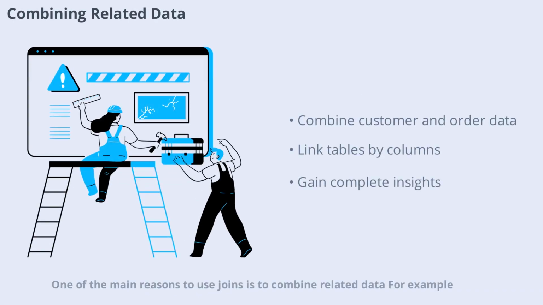One of the main reasons to use joins is to combine related data. For example, you might want to see customer details alongside their order history. Joins make this possible by linking tables on shared columns. This approach gives you a more complete understanding of your data and helps you make better decisions.